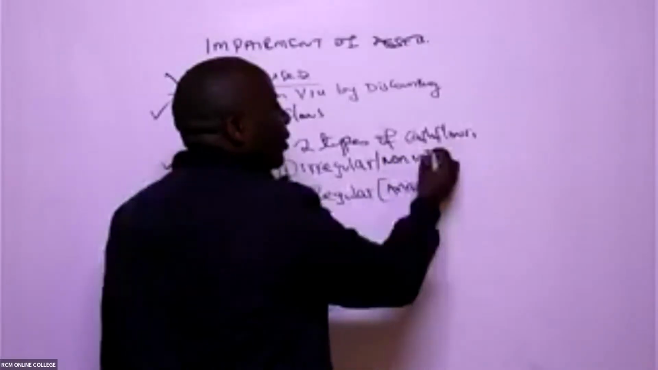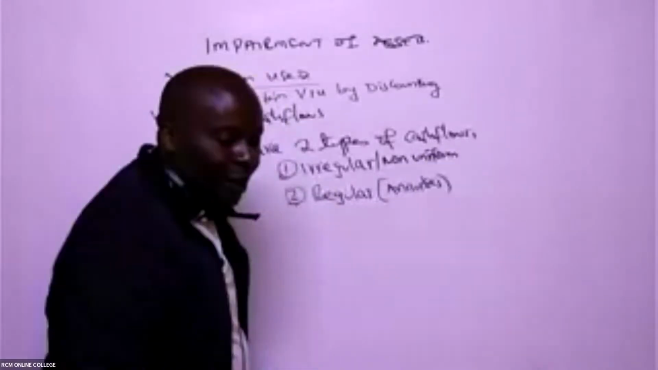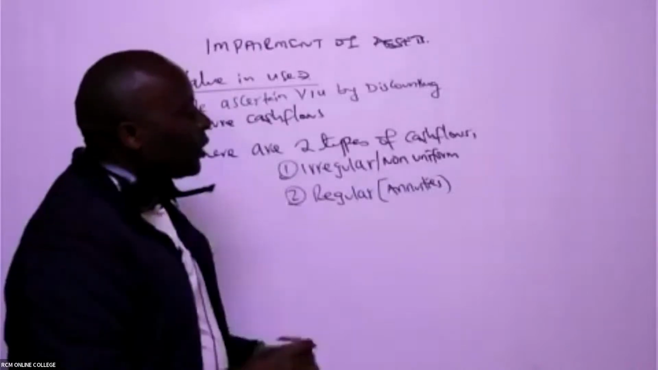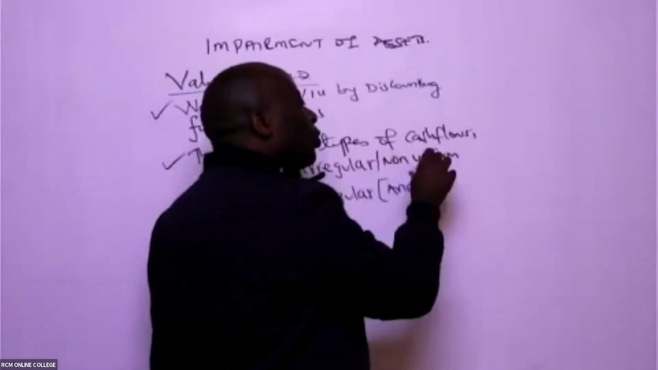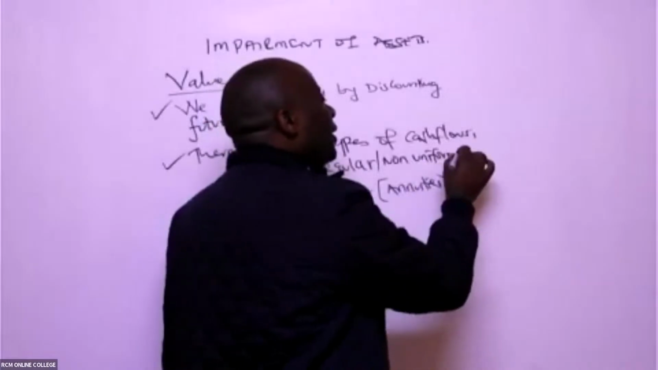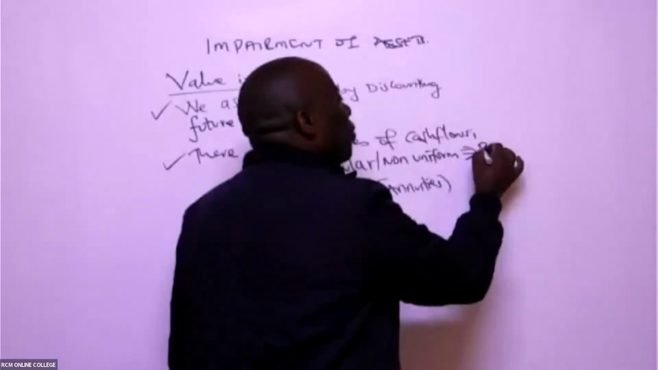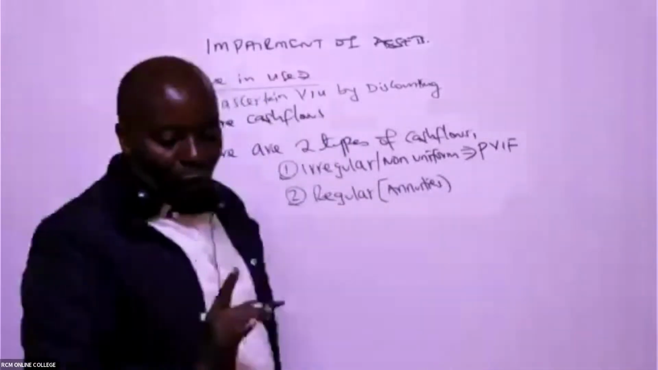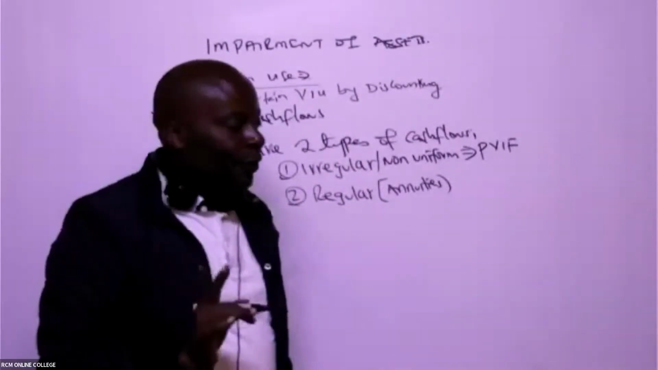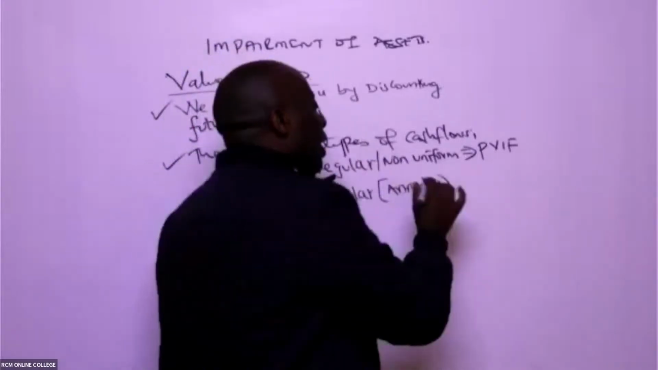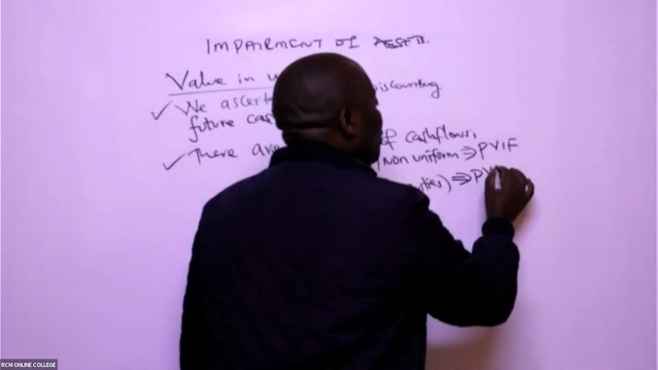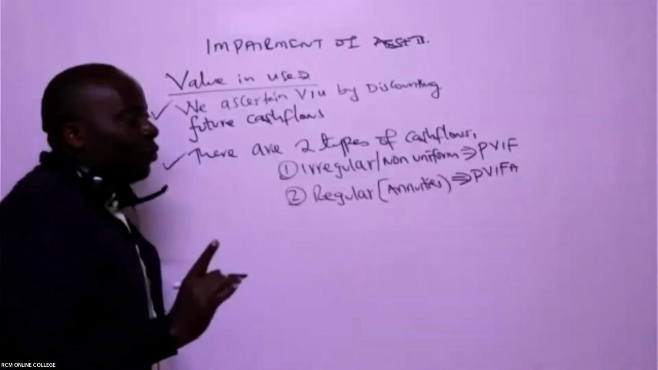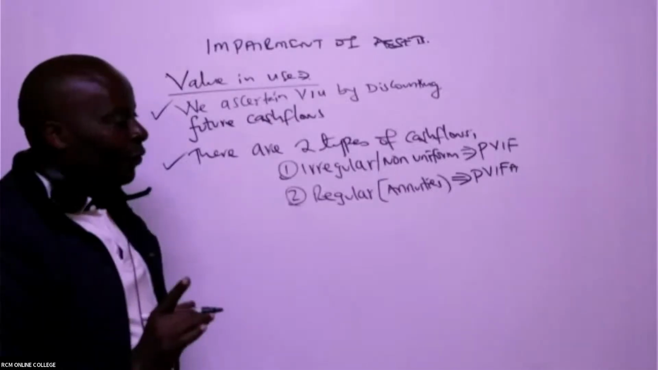Irregular are non-uniform. And now the most important thing is for you to appreciate how do we discount the two. If it is irregular cash flows, we shall be using what we call PVF. If it is regular cash flows, then we shall be using what we call PVFA. So we have PVF, and then number two, we have what we call PVFA.